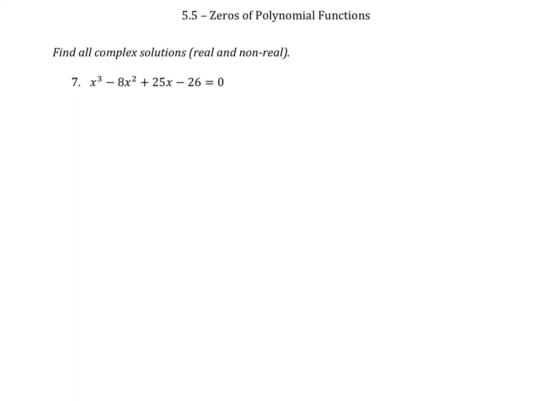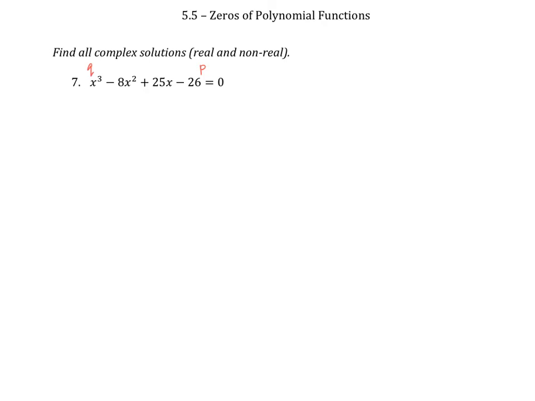Okay, number 7. So for this one, we're trying to find all complex solutions, real and non-real. So we want to first start by figuring out how we can tackle this. It doesn't give us a 0 or a factor or anything to use. So in that case, we need to try to find the possible rational zeros and use synthetic division in order to find one that works. So remember that we have P and Q. P are the factors of the constant term, and Q consists of the factors of the leading coefficient.